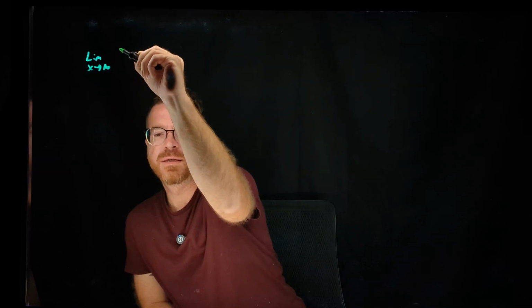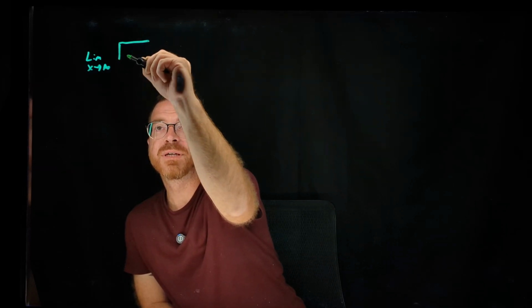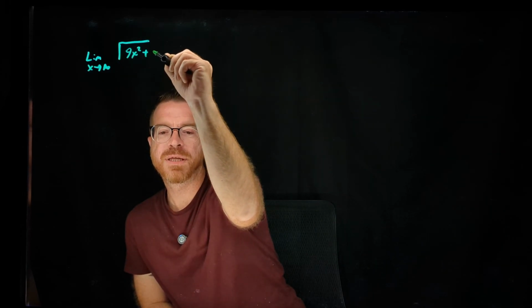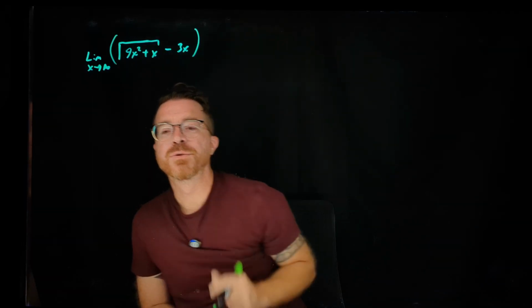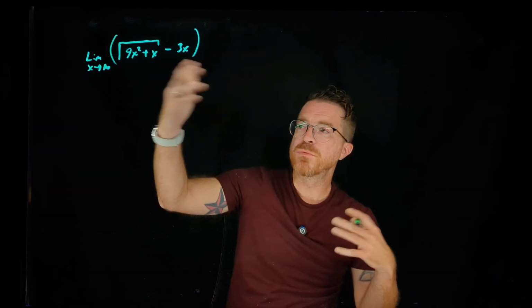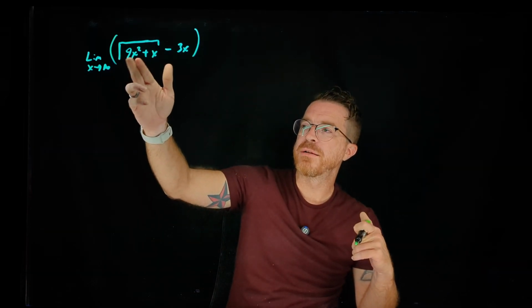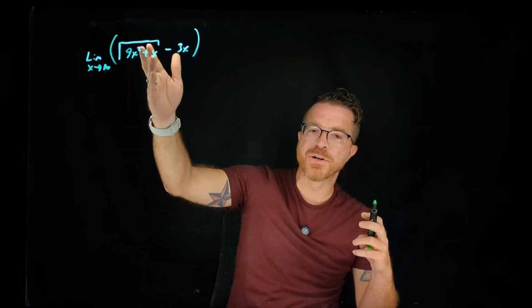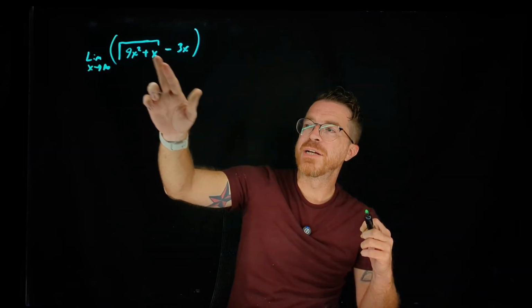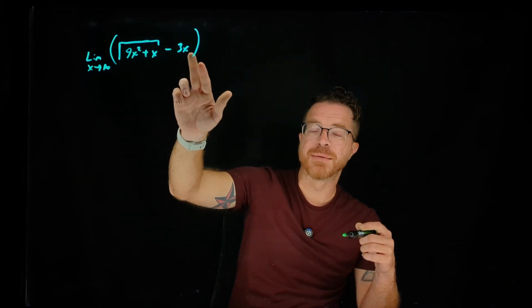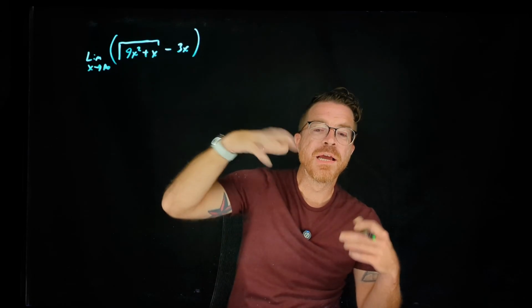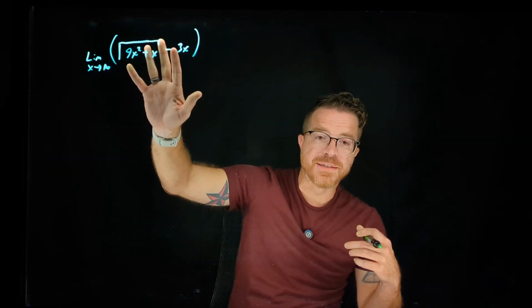For our last example, we're going to look at the limit as x approaches infinity of the square root of 9x squared plus x, minus 3x. So just like we looked at before, in this case, if we plugged in infinity, we're going to get 9 times infinity squared. Infinity squared is infinity. 9 times infinity is infinity. Infinity plus infinity is still infinity. Square root of infinity, still infinity. We're going to get infinity minus 3 times infinity, which is infinity. So infinity minus infinity, which is undefined.